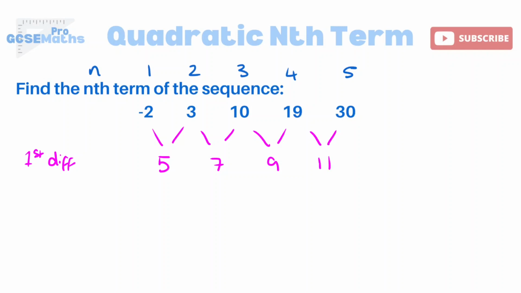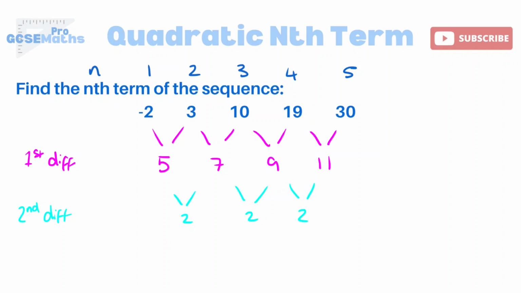Okay. Then find the second difference. So the difference between this row. So the difference between 5 and 7 is 2, 7 and 9 is 2, 9 and 11 is 2. So your second difference, this row here, should come out as the same. The first row won't be the same, the second row will be. If it's not, something's gone wrong, okay? Now we can work backwards.